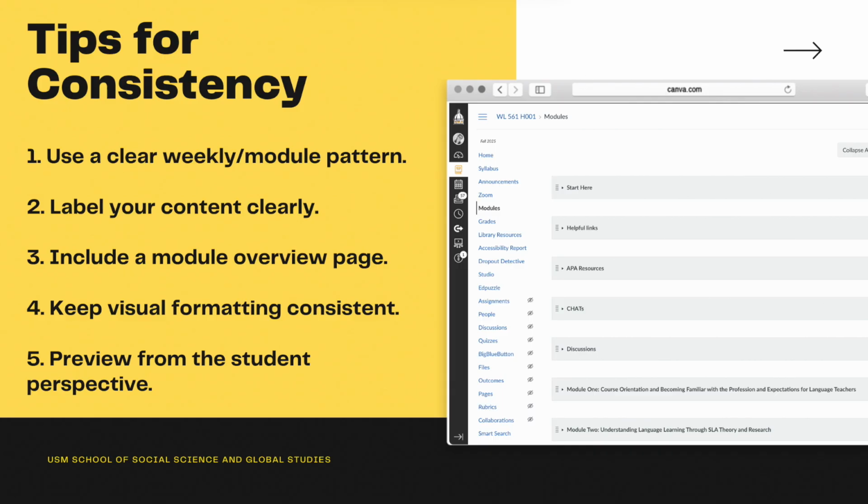Number 1, use a clear module pattern. Make sure that there's consistency from one week to the next. Label your content clearly. Include a module overview. Keep visual formatting consistent. And finally, preview from the student view. Now let's take just a few minutes to take a look at each of these tips.